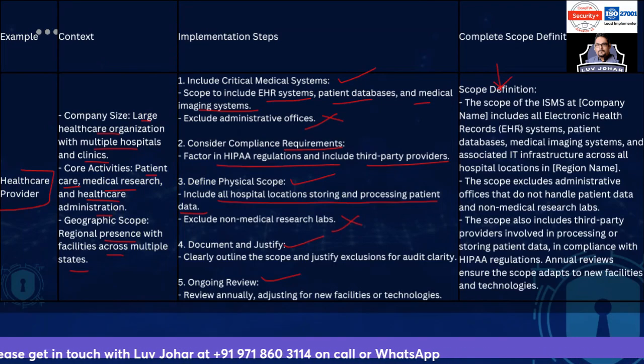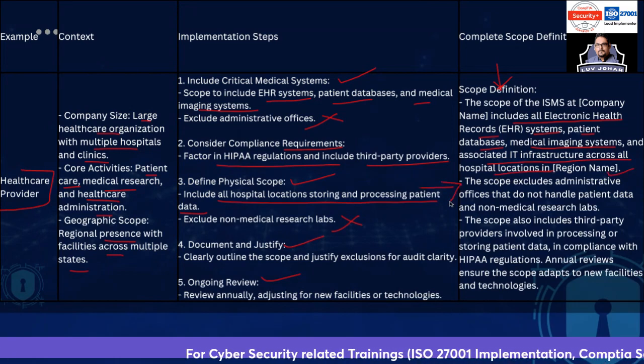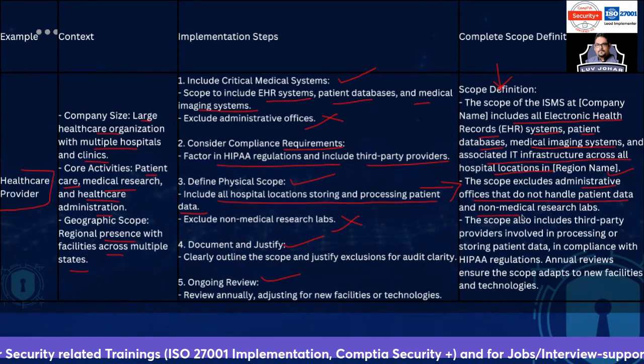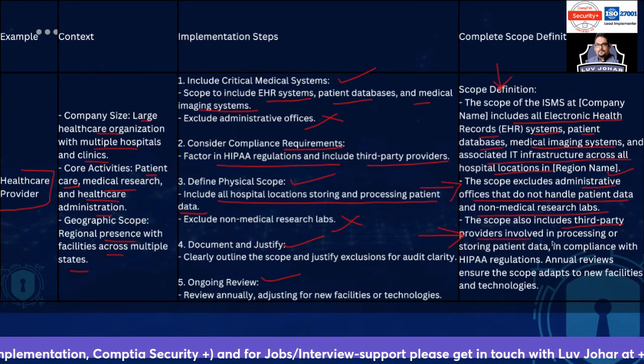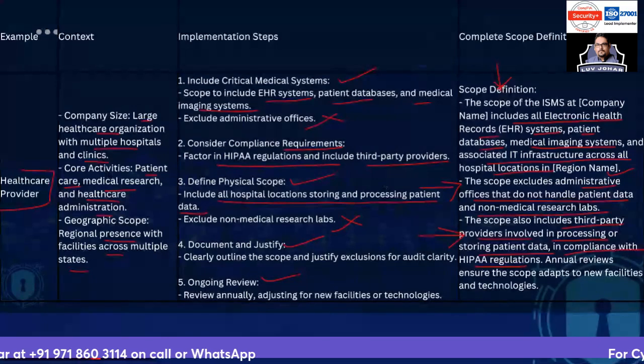The scope of the ISMS at company name includes all the electronic health records systems, patient database, medical imaging systems, and associated IT infrastructure across all hospitals located in this particular region. The scope excludes, now here comes the exclusion, administrative offices that do not handle patient data and non-medical research labs, right? And the scope also includes third-party providers involved in processing or storing patient data, in compliance with HIPAA regulation. So I hope you now have a clear idea how to create scope in different organizations in the different case studies that we have discussed.